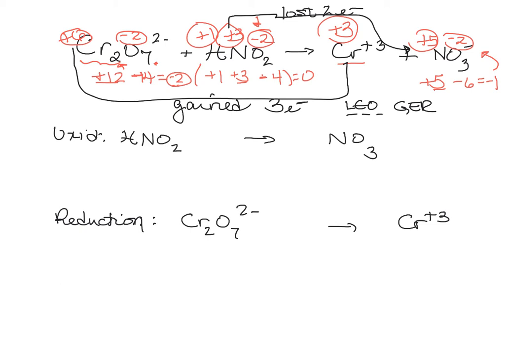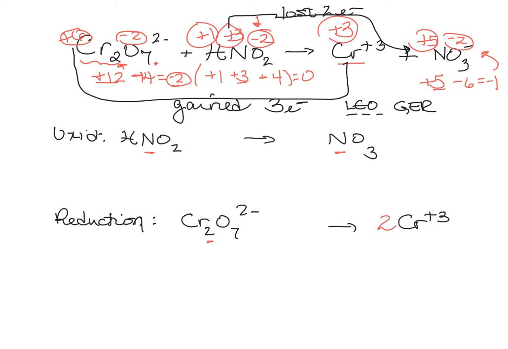Let's go ahead and go through the steps to balance them. Step number 1 is to balance all atoms except for oxygen and hydrogen, because those are balanced in a special way. The only thing I have to look at in the oxidation half reaction is nitrogen, and it's already balanced. In the reduction half reaction I need to balance chromium, so I'm going to put a coefficient of 2 on the product side.